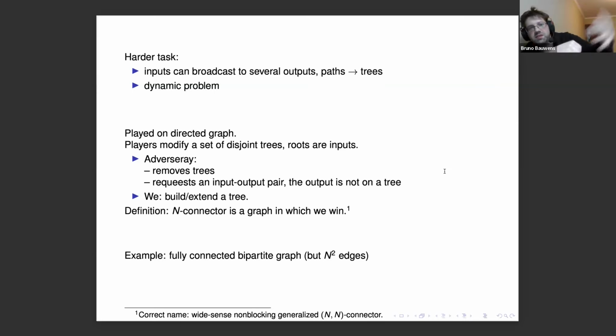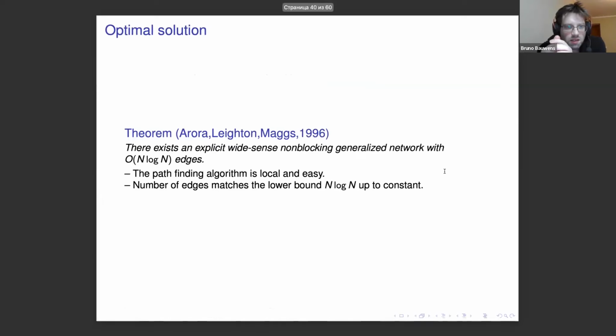Okay, and so we have this game. Yes, and now next slide. Arora, Leighton, and Maggs created such a dynamic network. Before their paper, all such networks were based on AKS sorting networks. But they made an explicit simple construction with a fast pathfinding algorithm, and everything looked really nice, but engineers were still not happy. And so there followed more research on this.